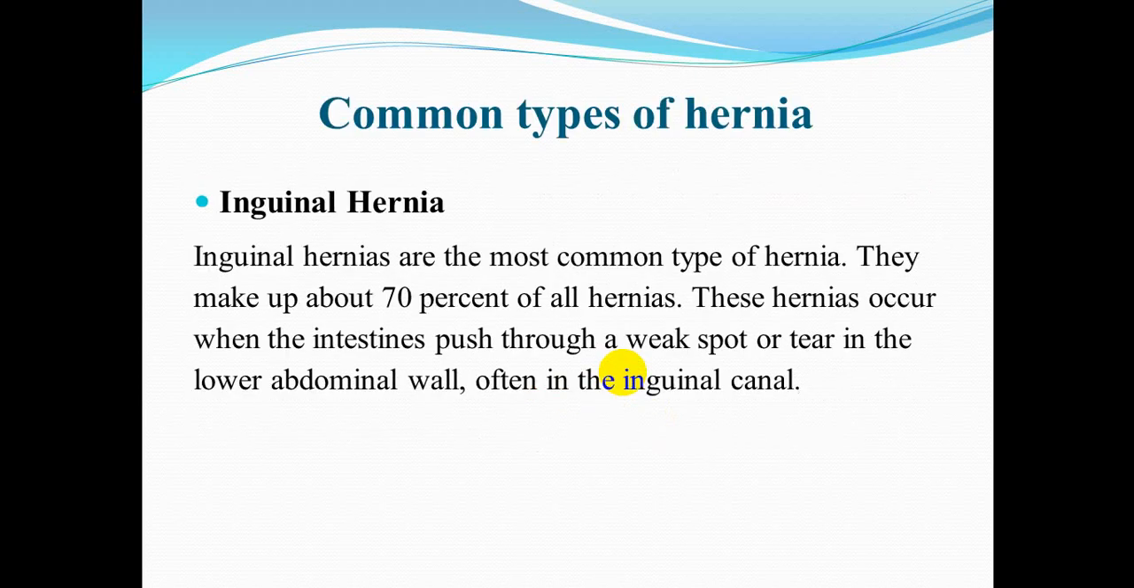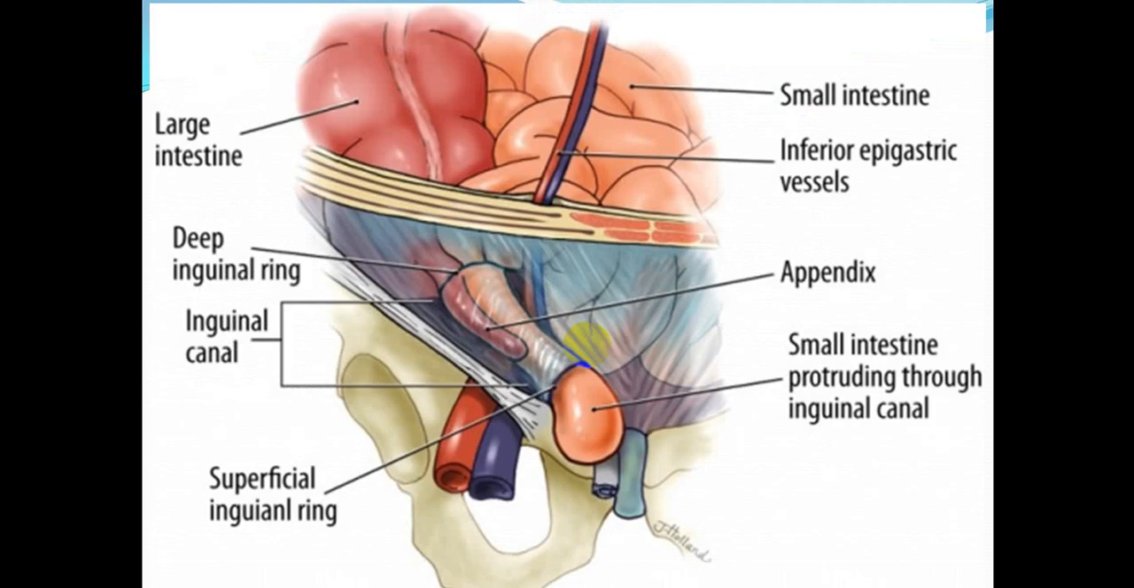Common type of hernia: inguinal hernia. Inguinal hernias are the most common type of hernia. They make up about 70% of all hernias. This hernia occurs when the intestine pushes through a weak spot or tear in the lower abdominal wall, often in the inguinal canal. This picture shows the inguinal hernia، أي إنه راح يصير tearing، راح يظهر أو يخرج من inguinal canal.